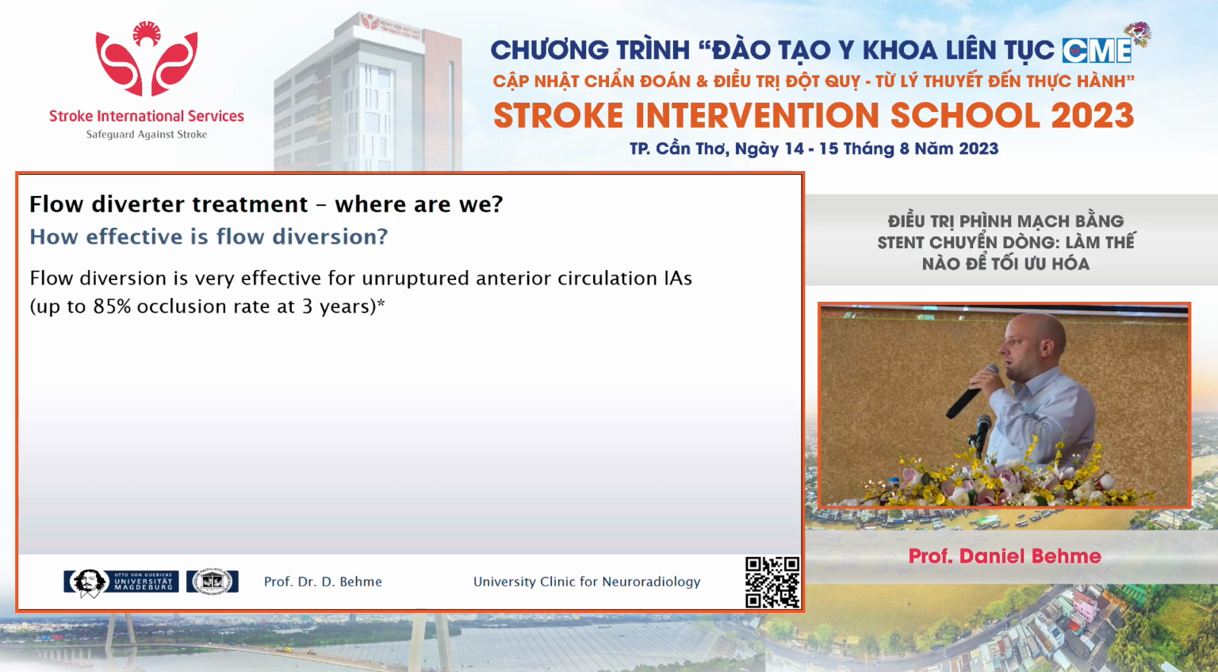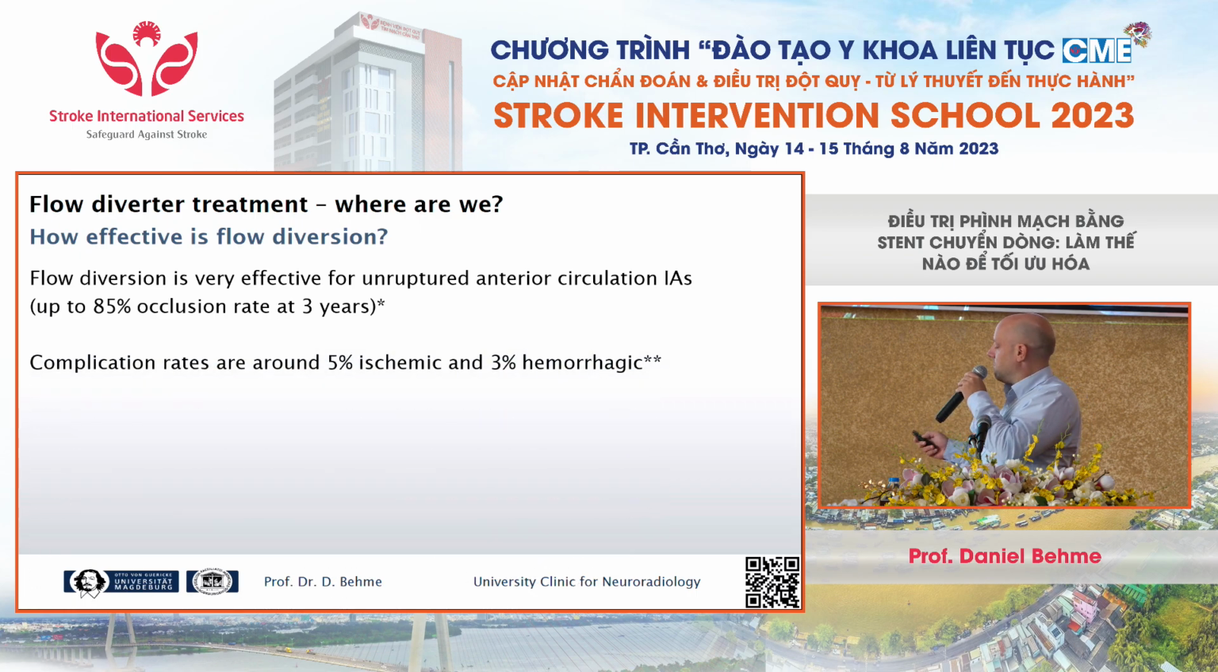It's been proven quite good that flow diversion is very effective for unruptured aneurysms of the anterior circulation. There are several meta-analyses, and no matter what study you look at, around 80, 85, 90% occlusion at 3 to 5 years. That does mean, on the opposite, that 10, maybe 15% of aneurysms are not completely occluded after flow diverter treatment. But in general, it's a good treatment, and it's a rather safe treatment.